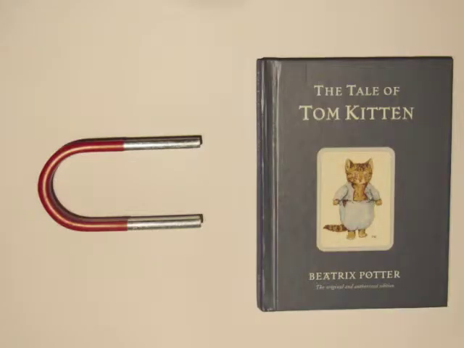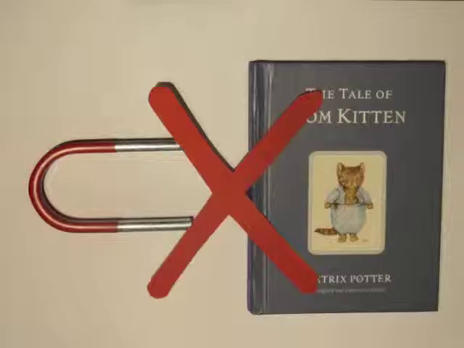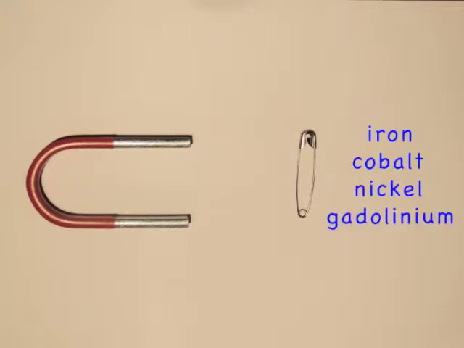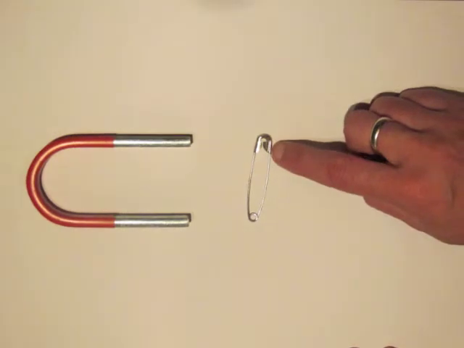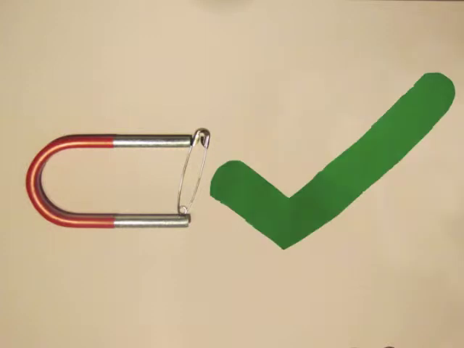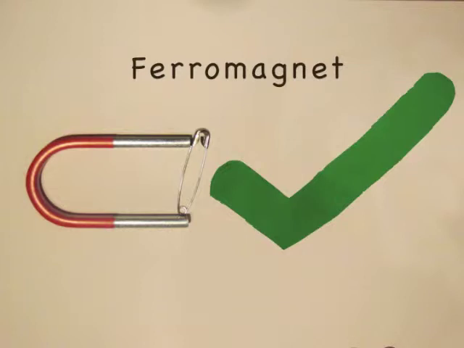When you put a magnet next to a book, nothing happens. There is no energy or force between the magnet and the book. When you put a magnet near some types of metal, iron, cobalt, nickel, or gadolinium, the magnet pulls the metal towards it. These metals are attracted to the magnet because of the arrangement of their atoms. We call these metals ferromagnets.